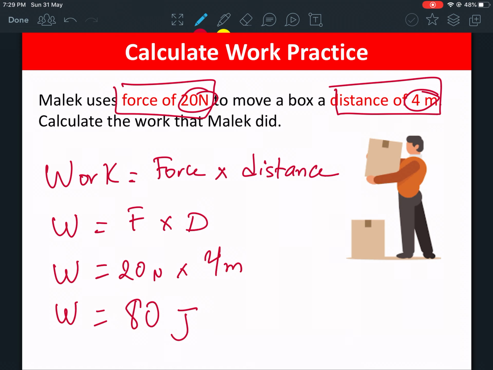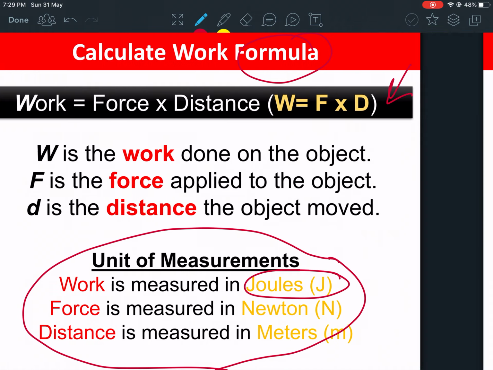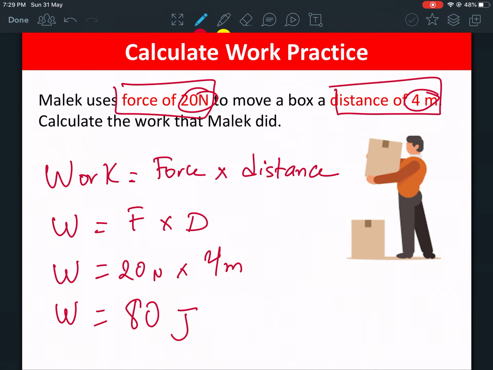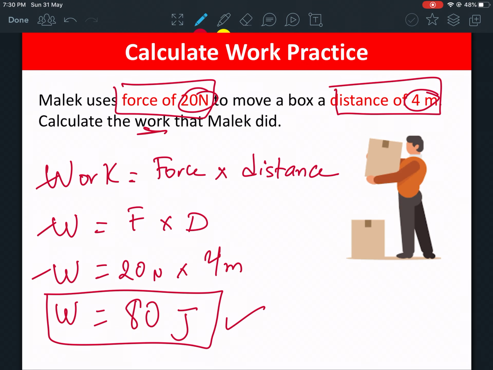Why? Because the unit of measurement of work is what? Joules. So I write J. So how much is the work? W equals 80 J. If you don't write all the steps, I will consider it a 0. If you just tell me work equals 80 J, I will give you a 0. I will not give you a grade. You have to write the steps, otherwise I will not give you a grade.